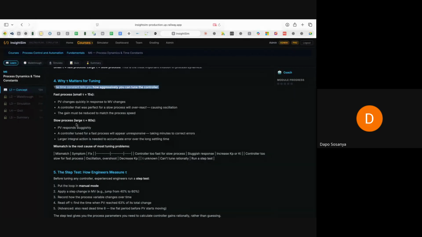So for slow processes with large time constants, this should be approximately 80 seconds. The PV responds sluggishly. A controller tuned for a fast process will appear unresponsive, taking minutes to correct errors. Larger integral action is needed to accumulate error over the long settling time.